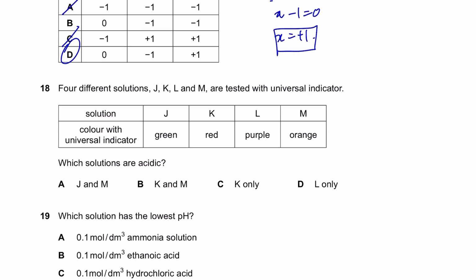4 different solutions, J, K, L, and M, are tested with universal indicator, which goes red, orange, yellow, green, blue, indigo, violet.